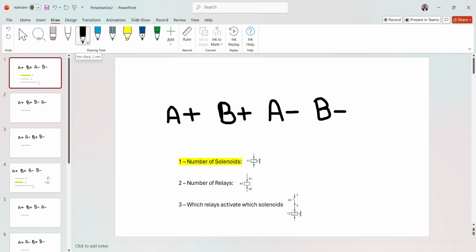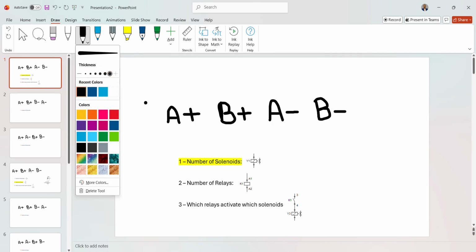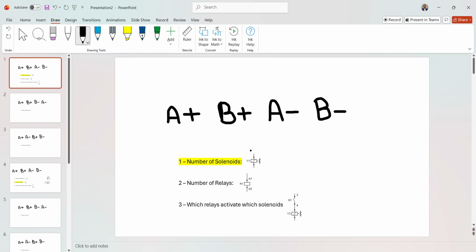Whenever you have a sequence, regardless of what sequence you have, you want to ask yourself 3 simple questions, which you can see here. The first question is, how many solenoids do I have, or how many solenoids do I need to use in my circuit in FluidSIM? And the answer is simple. The number of solenoids basically represents the number of sequences you have. Whenever I have 4 sequences, A plus, B plus, A minus, B minus, I'll need 4 solenoids. Whenever I have 3 cylinders and 6 sequences, I'll need 6 solenoids, and so on.